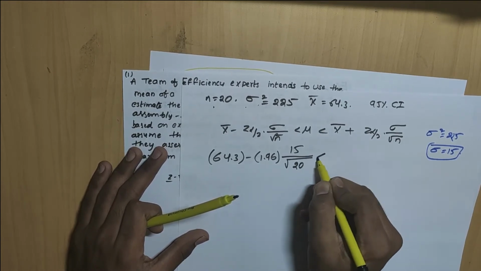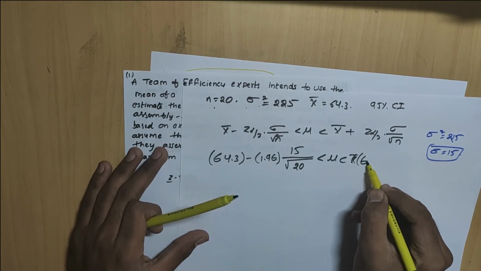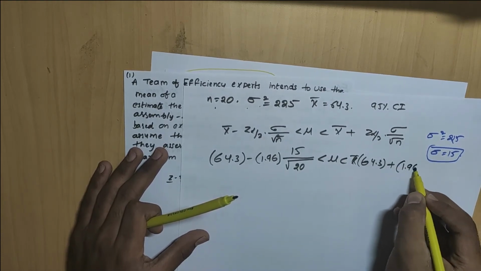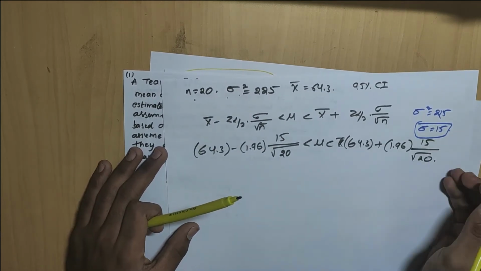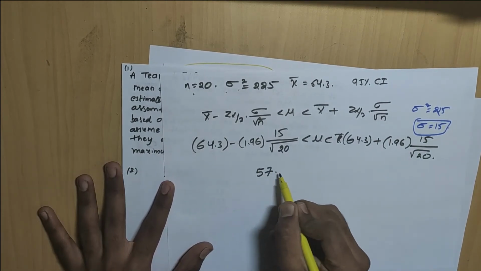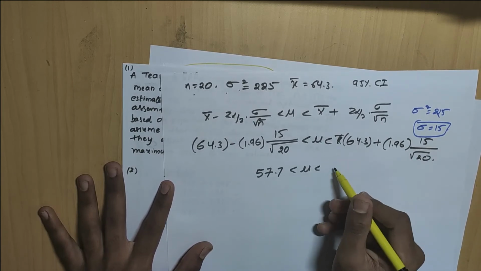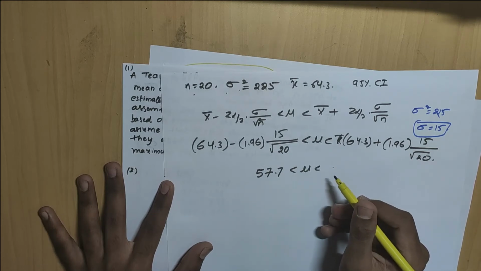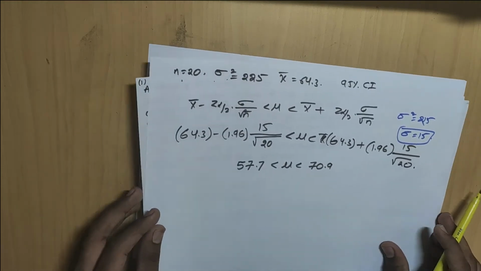And we take the same terms as given, just the plus, sorry, 64.3 plus the same thing as it is, 15 by root 20. Okay, we go through all these things. We get the answer: mu lies between 57.7 and 70.9. Okay, it is over.